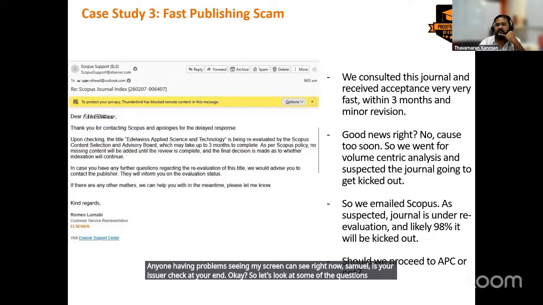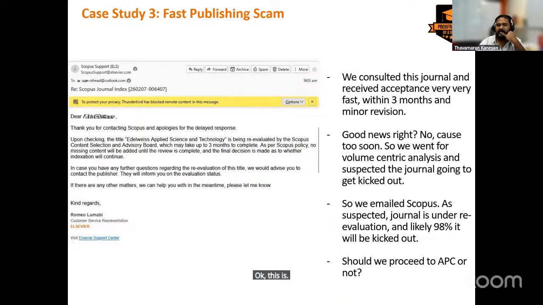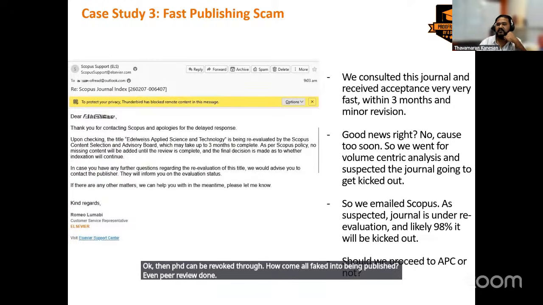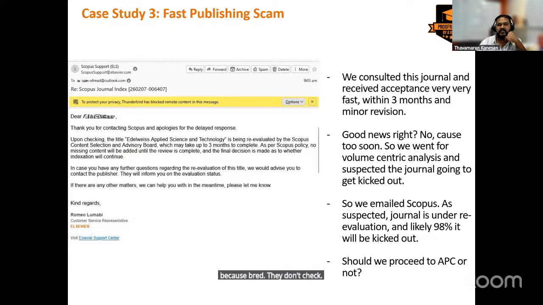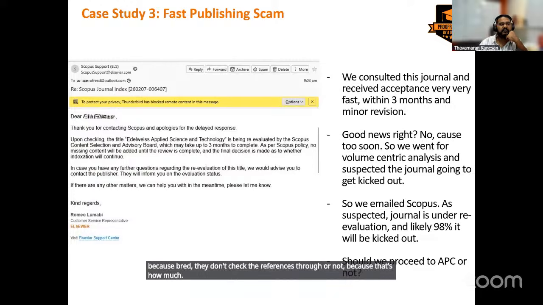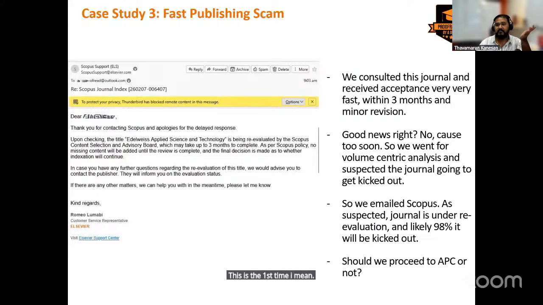Even one citation can be retracted. Of course, one citation will be retracted. Half a citation also will be retracted, Afif. Okay, then PhD can be revoked through. How come all faked into being published, even peer review done? Because peer review, they don't check the references through or not. Because that's how much we trust people. We never thought this will happen. This is the first time. I mean, not first time, many happened, but this is the first time that we realized.